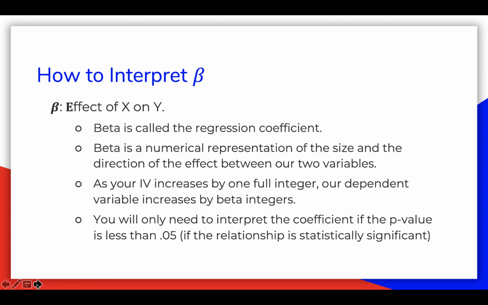So you will only need to interpret that coefficient if the p-value is less than 0.05. So if the relationship is statistically significant. You will only need to interpret beta in your output if the p-value that accompanies it is less than 0.05. And we'll go over this a bit in the lab.